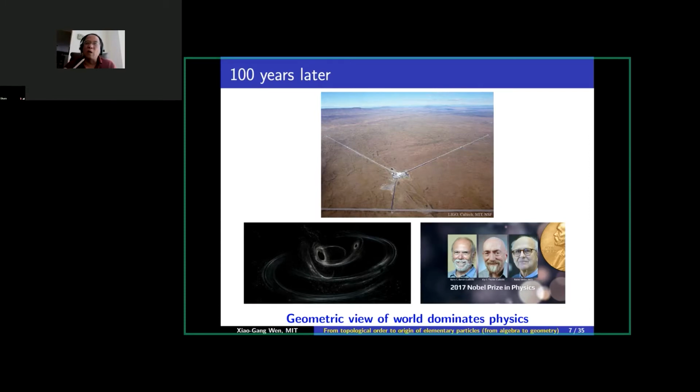Basically, all our interactions are some kind of geometry, some curvature, and this geometrical view of the world dominated physics. So manifolds and fiber bundles became very important topics in physics. People use them to formulate quantum field theory. So this is basically the mainstream of physics, the geometrical view.